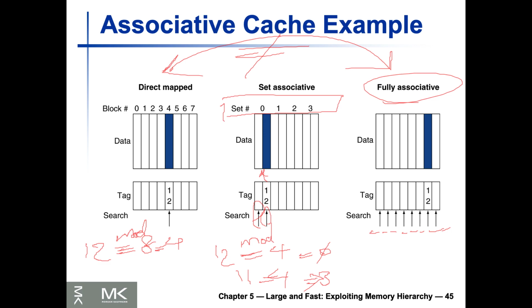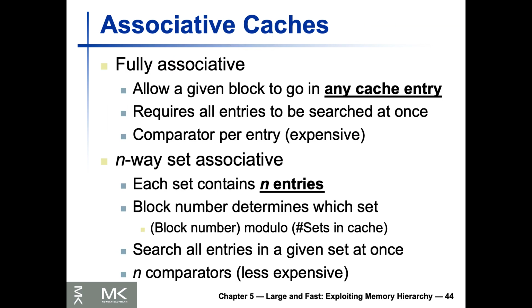If it is a 4-way set associative cache, then there will be 4 comparators. So here, n comparators correspond to n-way. A 2-way associative cache has 2 comparators, and a 4-way has 4 comparators. But for fully associative, you have comparators at each entry. Any more questions?